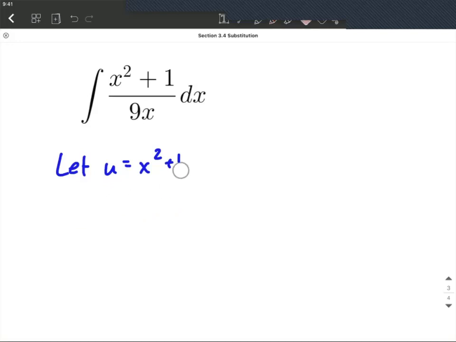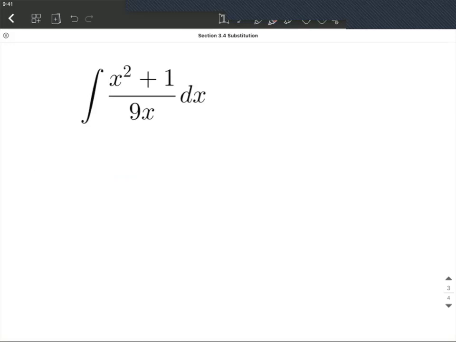Now you may be saying, well, that didn't work, you want to use the denominator, right? Well, what if we used 9x as our u? As you take the derivative here, you get 9 dx. You're not going to be able to replace the entire numerator, the x squared plus 1. So we actually don't want to use u-substitution on this one.